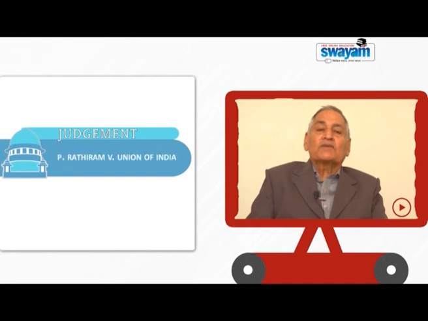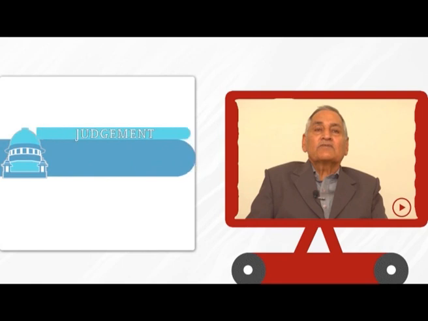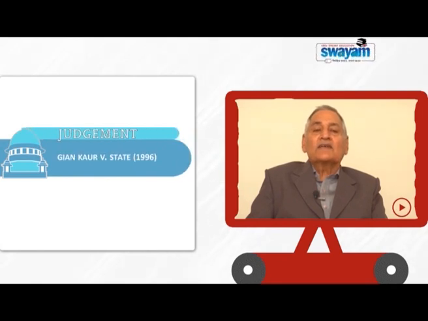Now, the Supreme Court ruling in Rathiram's case in 1994 clearly laid down that Section 309 is violative of the constitutional guarantee under Article 21. Unfortunately, the later judgment in Gyan Kaur's case in 1996, a bench ruling, has taken a step back by saying that 309 is not unconstitutional, except in rare cases.